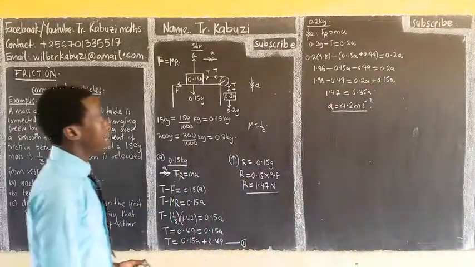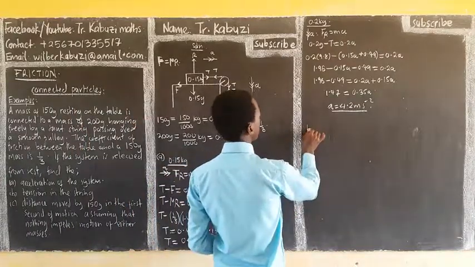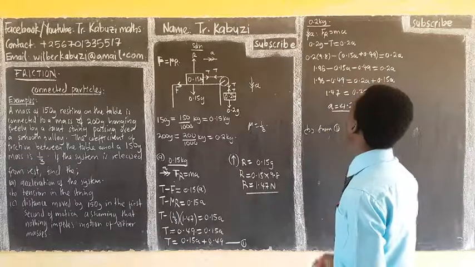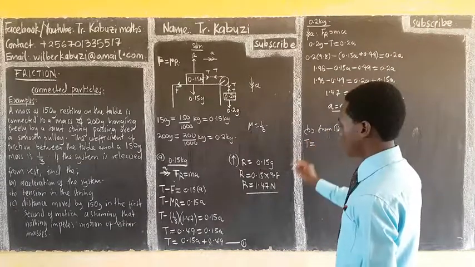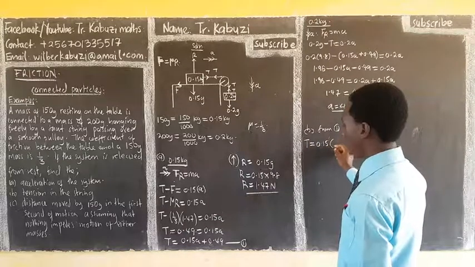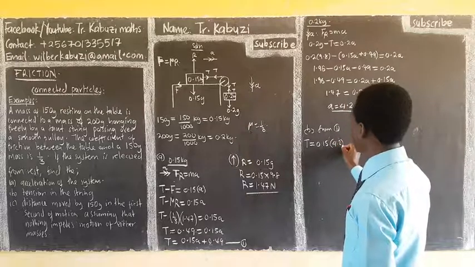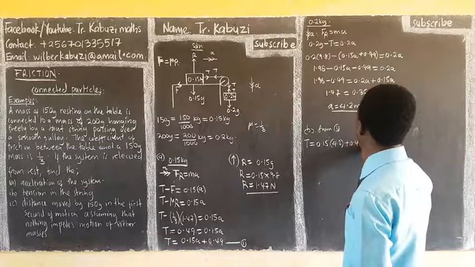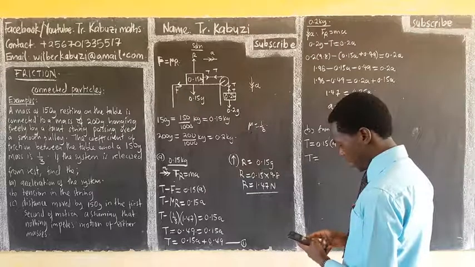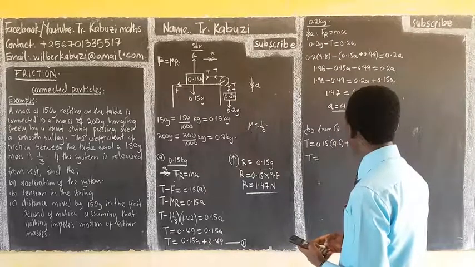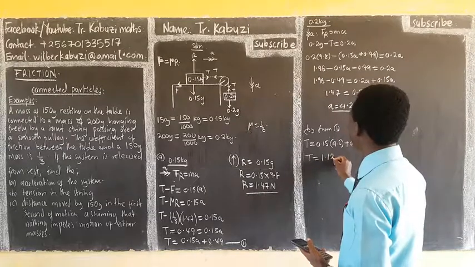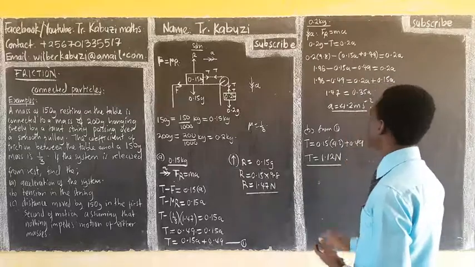Part B, they're asking us to get the tension in the string. So now part B, remember our tension from equation 1, our tension in the string is going to be 0.15 into 4.2 plus 0.49. Our tension here is going to be 1.12 newtons. So we have the tension there.